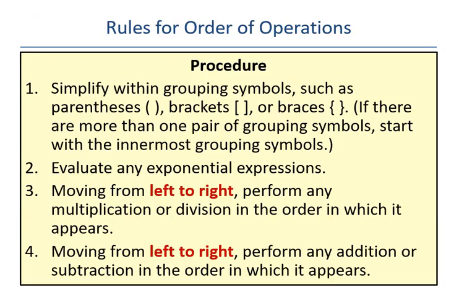Rules for order of operations. Let's go through these, and then I'll give you a little acronym to help remember this. We're going to simplify within groupings. Symbols such as parentheses, brackets, or braces. If there is more than one pair of grouping symbols, start with the innermost grouping symbols. That would be like saying, say I had a bracket, but then inside that bracket I had a parenthesis, and then out here some numbers. You're going to start here first.